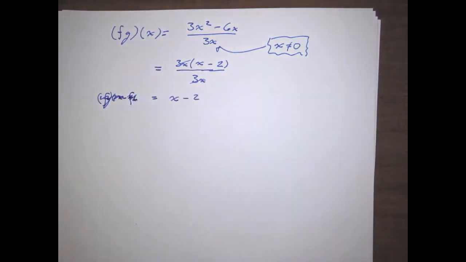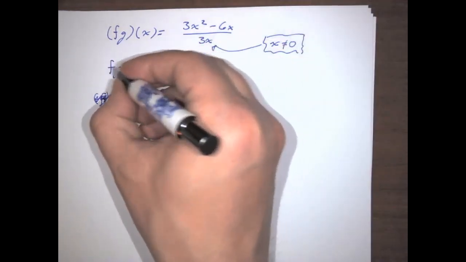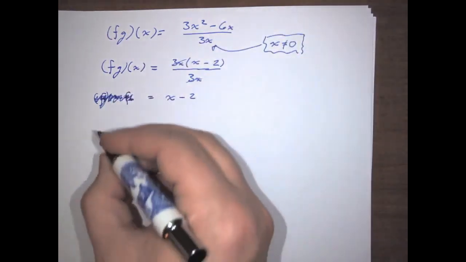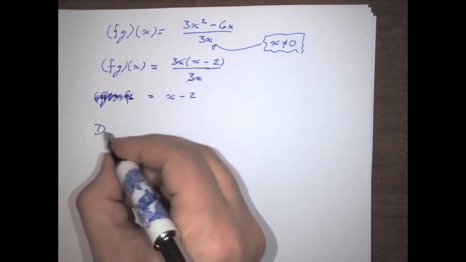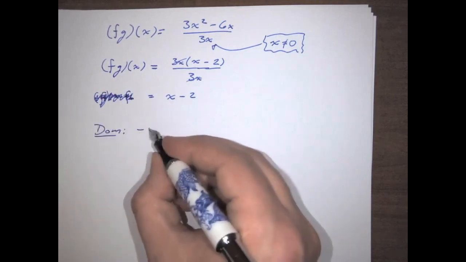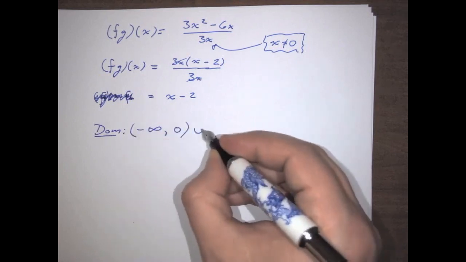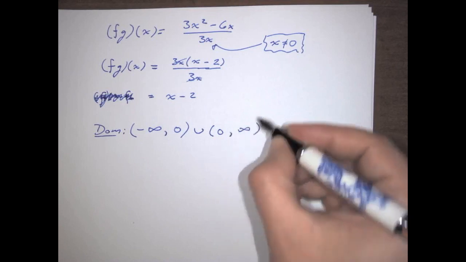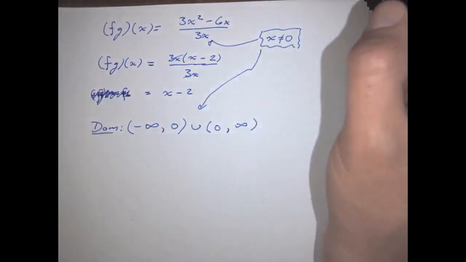Jeez, can't help it. My hand just keeps wanting to write f of x. Okay. fg of x, fg of x. So fg of x equals that. And then the domain here is still negative infinity to 0, and then 0 to infinity, because it was undefined at that point of simplification.